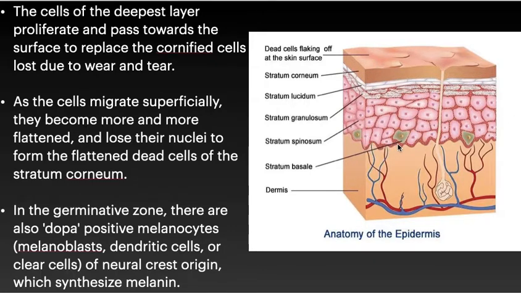The cells of the deepest layer proliferate and pass towards the surface to replace the cornified layer due to wear and tear. As the cells migrate superficially, they become more and more flattened, lose their nuclei to form flattened dead cells of the stratum corneum. In the germinative zone, there are also DOPA positive melanocytes, that is the melanoblast, dendritic cells or clear cells, that are of neural crest origin, which synthesize melanin.